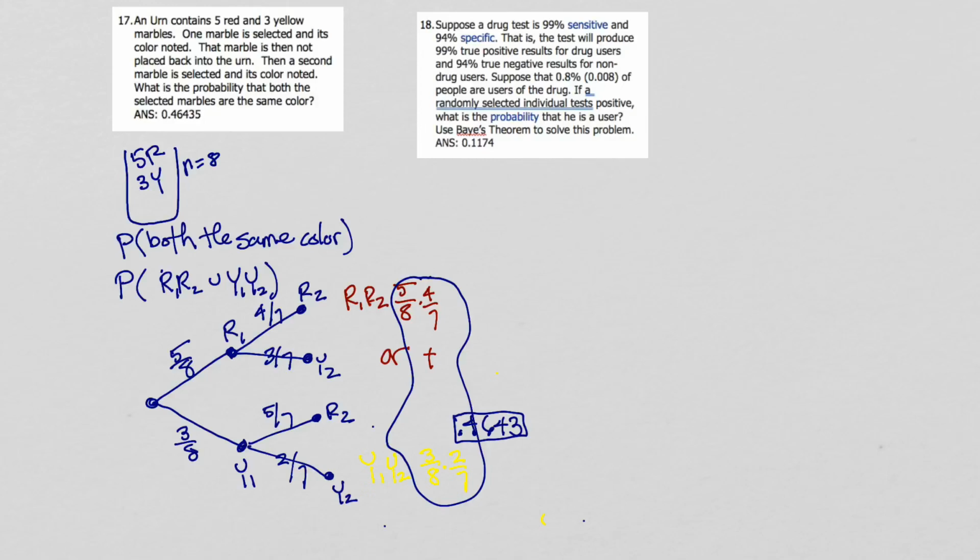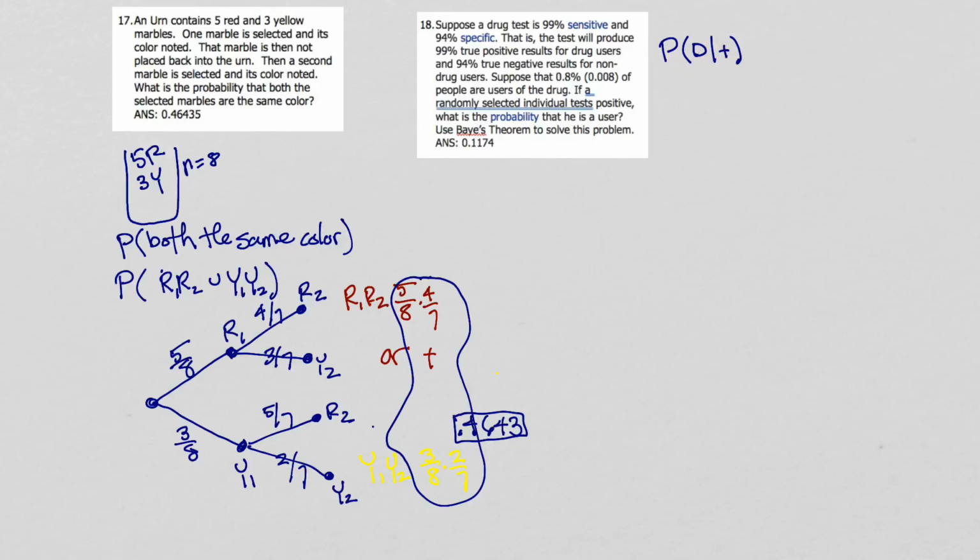So if a randomly selected individual tests positive, so you go in, you take a test, and you get a positive result, what's the probability that he's a drug user, that he uses that drug? What we're looking for here is this: what is the probability of using the drug given that you got a positive result? That's what we're looking at. Well, this is a conditional probability, right? What is the probability that this event occurs on the condition that this event occurs?